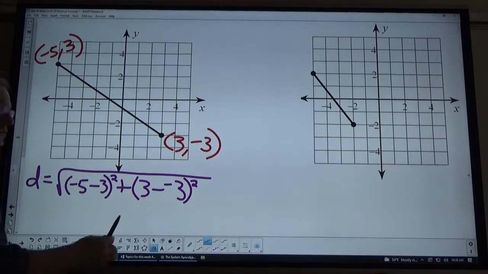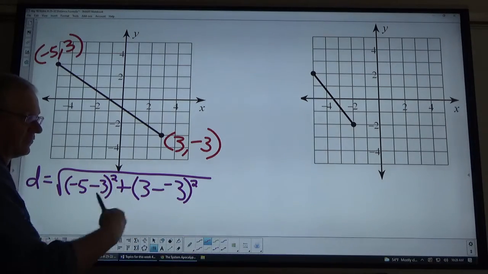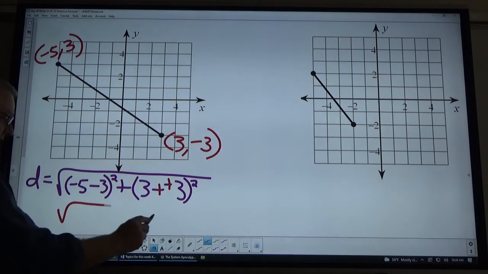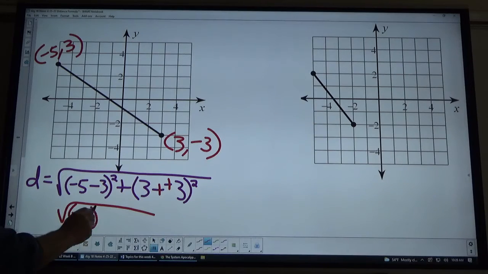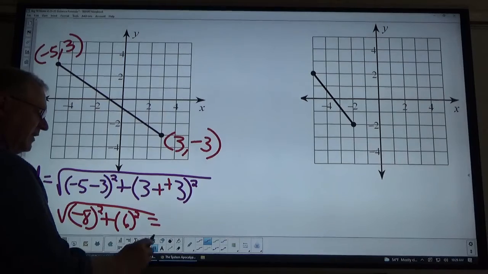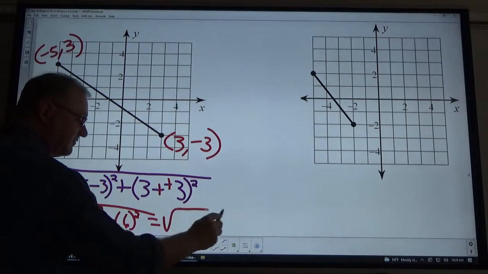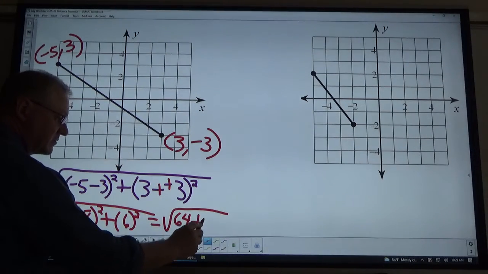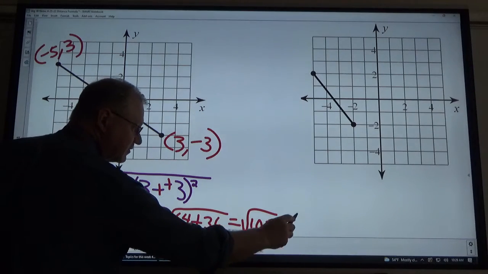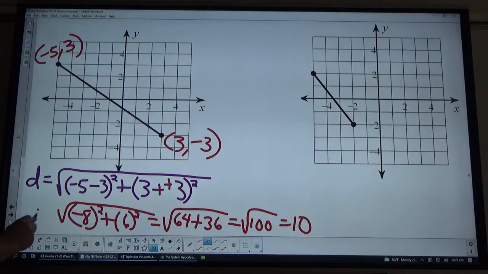Again, students are always looking at this going, oh, that's 0, but it's not. It's plus positive. So here we're talking about negative 8 squared plus 6 squared. Now, negative 8 squared is positive 64, and 6 squared is 36, which is square root of 100, which is just the number 10. So D is 10 here. Give that one a try. See if you can come up with it.